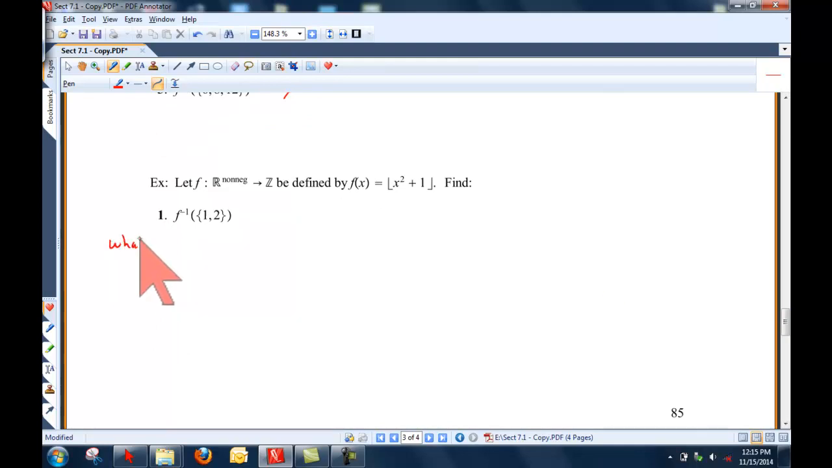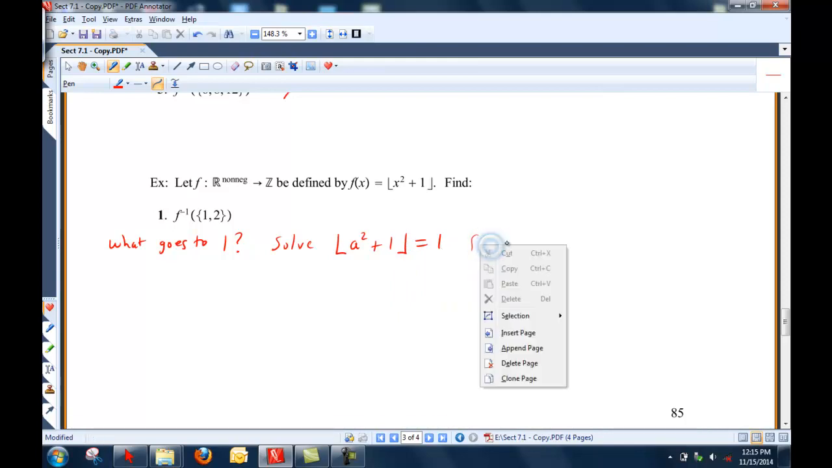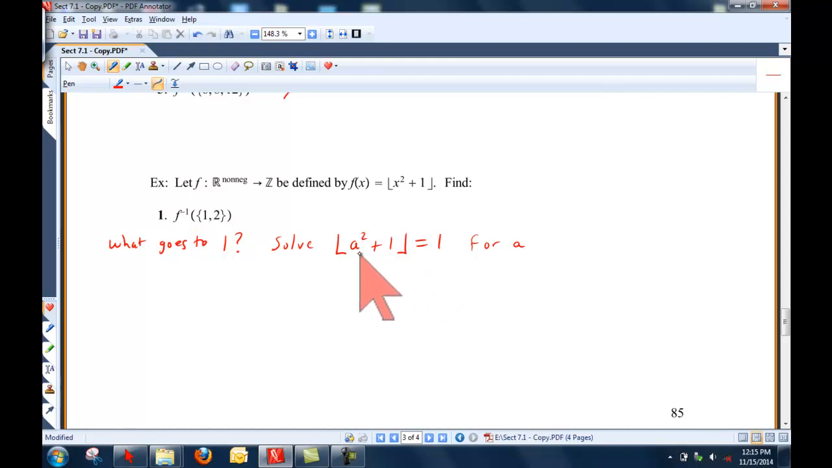So, what goes to 1? That is, to solve the equation floor of a squared plus 1 equals 1. Solve this for a. Why am I doing this? I'm trying to compute, so a is being input into the function. Here's the output. When is the output equal to 1? So for which a's, when I put them into the function, do I get 1?